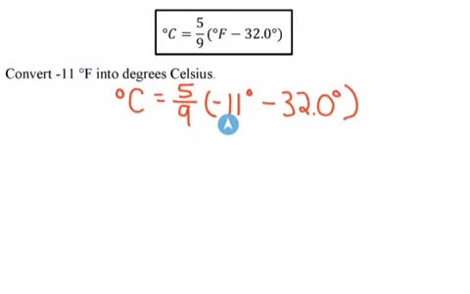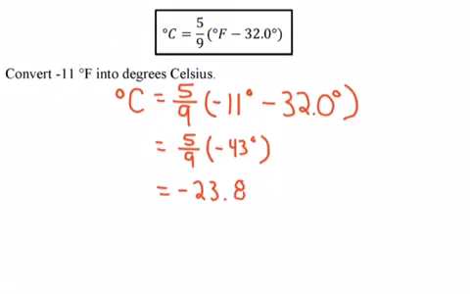So I'll just start by doing negative 11 minus 32. That's going to give you equals 5 over 9 times negative 43 degrees, and then equals, now all you have to do is just do negative 43 times the fraction 5 over 9, and you get the answer negative 23.88 repeating, and that's degrees Celsius now.